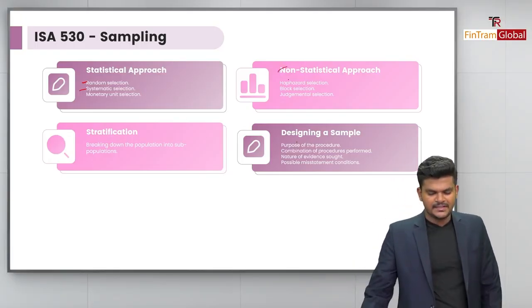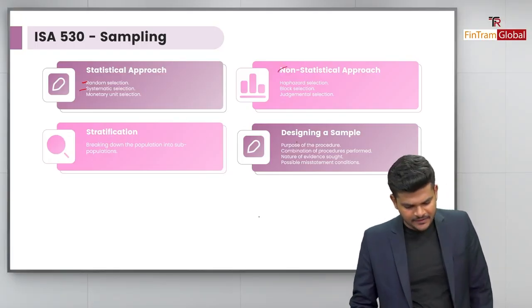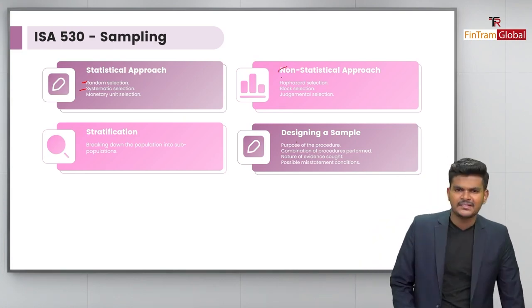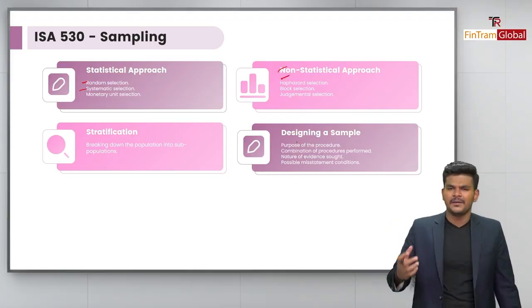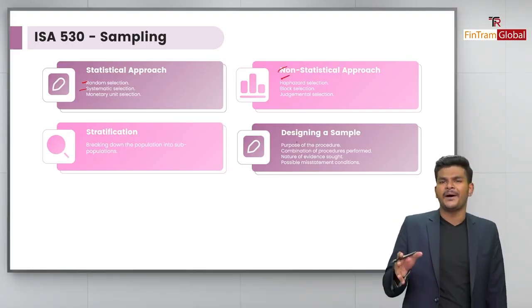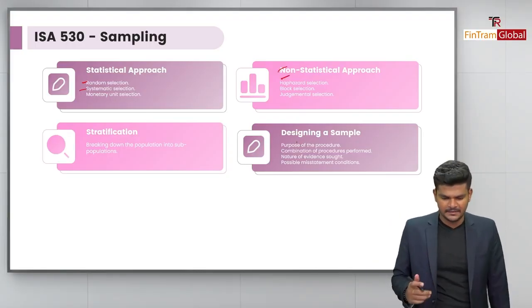Non-statistical approach. So what's the idea here? We have haphazard selection. So, guys, haphazard selection is when we try to randomly select the particular sample, but there might be some degree of bias or judgment involved. Okay, folks. So that's basically the idea.